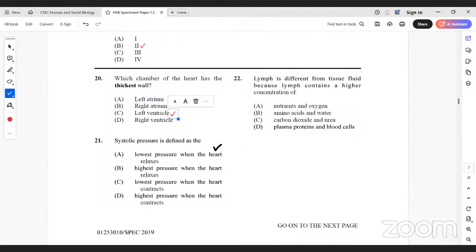Systolic pressure is defined as... and systolic is the higher of the two numbers. It's systolic over diastolic. Systolic pressure should always be the higher number. It's when the heart contracts, the pressure of the blood being squirted out of the heart when it contracts, right? Diastolic is when the heart relaxes. And we just want a statement that makes sense. So 21, we are going with highest pressure when the heart contracts, D.